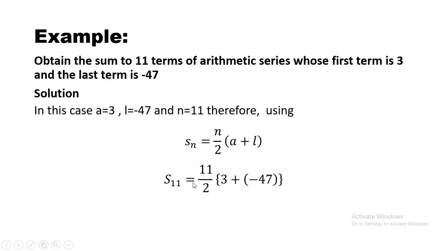So S of 11 is equal to 11 upon 2 times (3 plus minus 47), because L was given as minus 47. After simplification and after solving it, this is my final answer, that is minus 242. So that means the sum of an arithmetic series whose first term is 3 and the last term is minus 47, and they have asked us the sum to 11 terms, so the sum till the 11th term is minus 242.